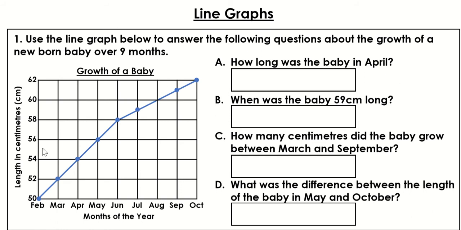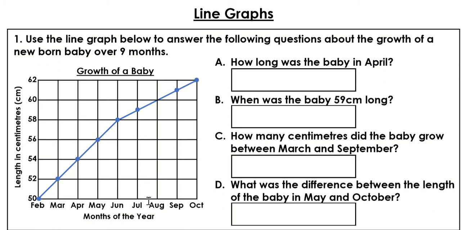So we'll look at this line graph first and let's just check the information on it. Straight away the title says growth of a baby. So we know that this is obviously what this line graph is showing us. If we have a look at the y-axis, remember y to the sky, we can see that it says length in centimetres, cm. So it's obviously the length of a baby born in centimetres. And then at the bottom we have the months of the year. On the x-axis we have the months of the year.